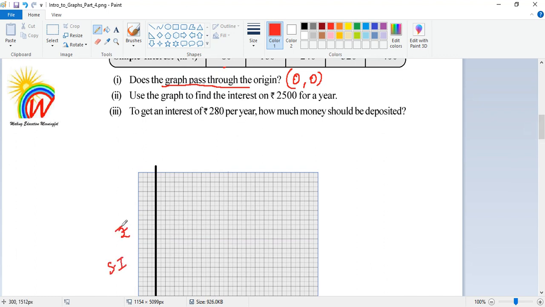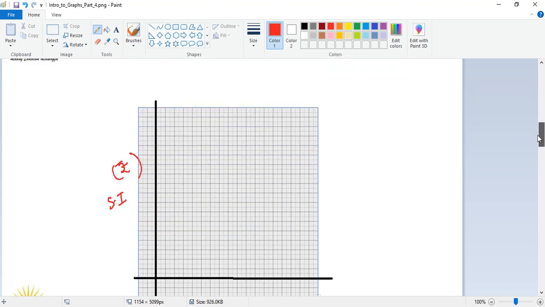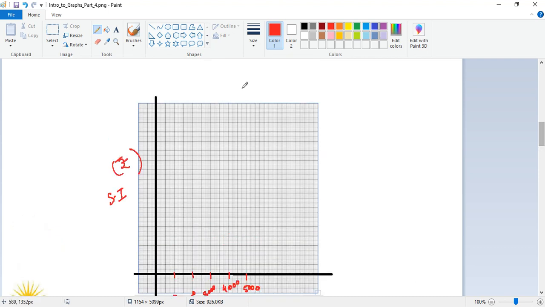All right. So now let us draw the x-axis. The x-axis is from 1,000 to 5,000. So I can mark as usual. This is 1,000. This is 2,000. This is 3,000. This is 4,000. And this is 5,000. So each unit is 1,000 rupees. So here x-axis is what? You can write it on top. X-axis is 1 unit is 1,000 rupees.